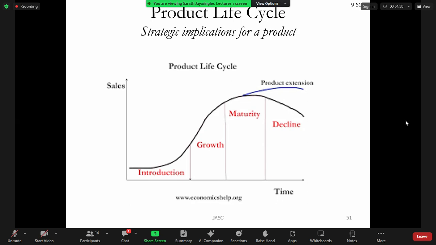Now what do you mean by this one? So this is the product life cycle, right? Then sales and time is here. So there are stages: introduction, growth, maturity and decline, right? What do you mean by this part? The nil part at the end.